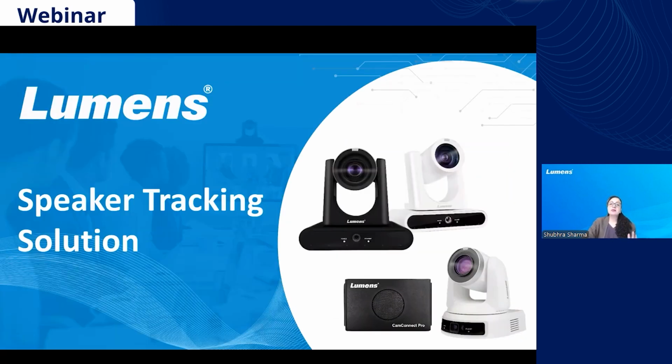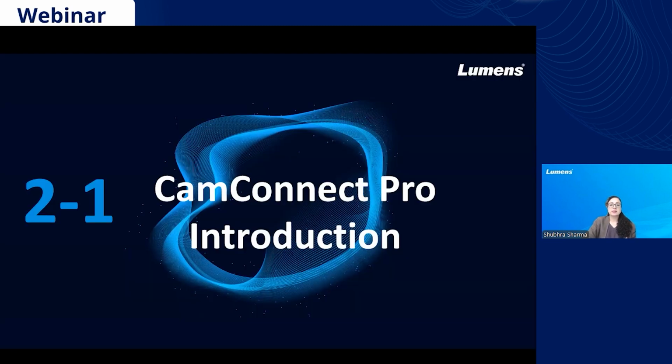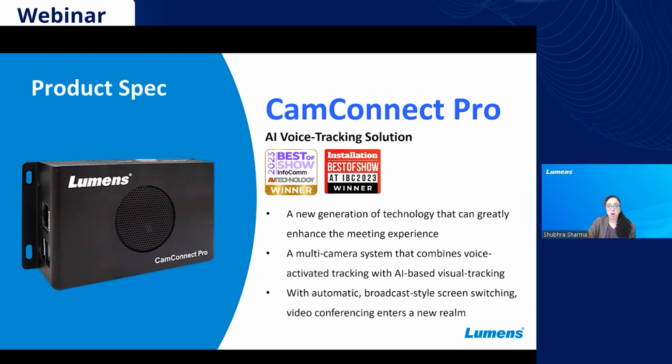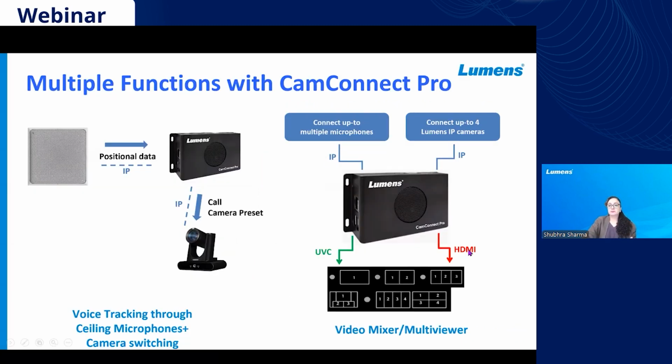Now coming to the speaker tracking solution we have launched. This is to update you on it. Starting with one category, we have the CamConnect Pro category. This is the CamConnect box, which is the AI box that does multiple functionalities. One box has two applications we want to show through this slide. One is anywhere you are positioning ceiling microphones and you want to do voice tracking through that, this AI box would do that. So that is one application of CamConnect: to support tracking.